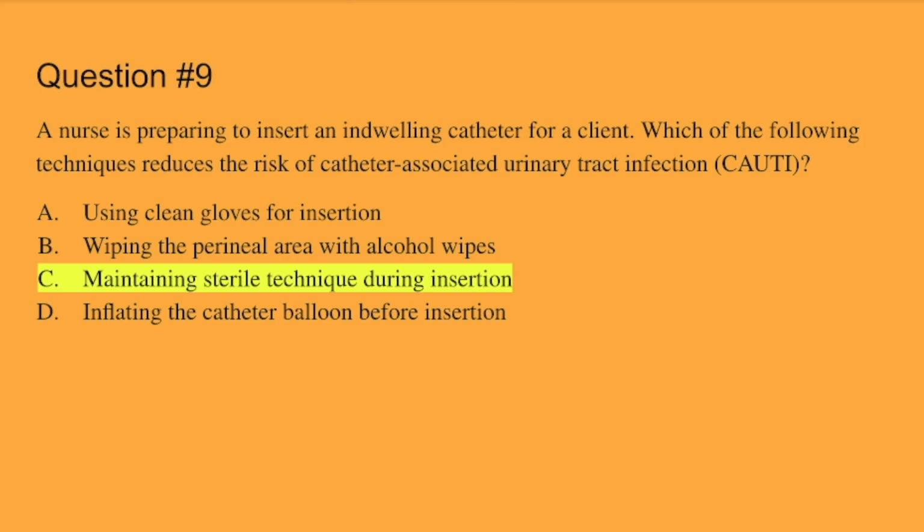A, using clean gloves for insertion. This isn't sterile and won't prevent infection. B, wiping the perineal area with alcohol wipes. Alcohol wipes aren't a substitute for full sterile prep. And D, inflate balloon before insertion. That can cause urethral trauma and isn't the correct procedure for inserting an indwelling catheter. Sterility is your frontline defense. Once the catheter is contaminated, so is your patient's urinary tract.